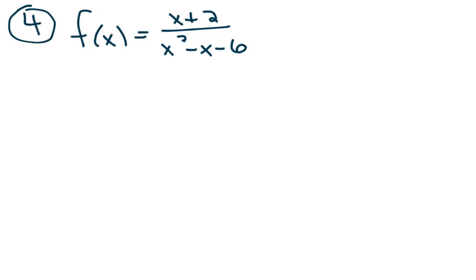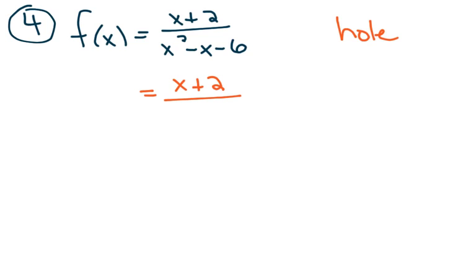In problem 4, we want to determine if there are any removable discontinuities from the function f of x equals x plus 2 over x squared minus x minus 6. A removable discontinuity is a hole. It's called removable because if you do factor, something cancels. So let's factor the denominator.